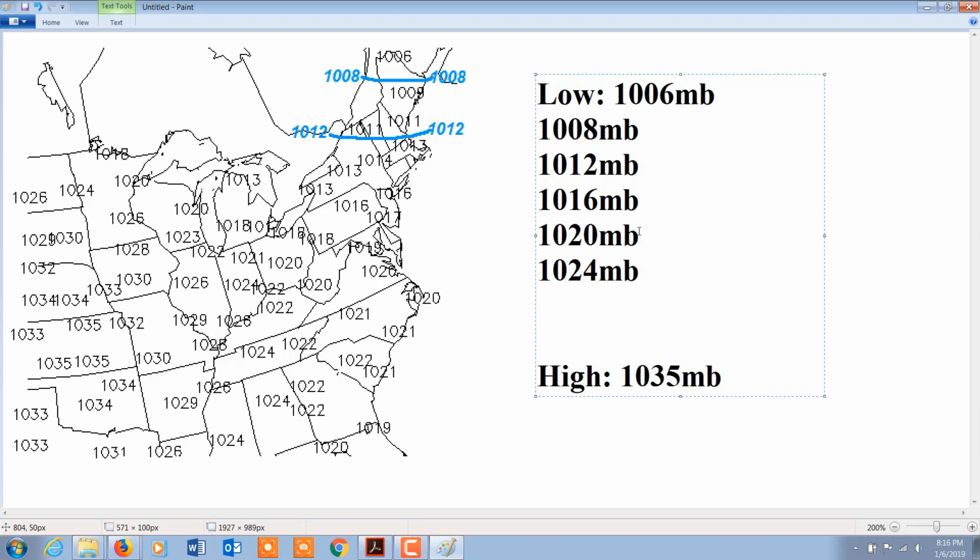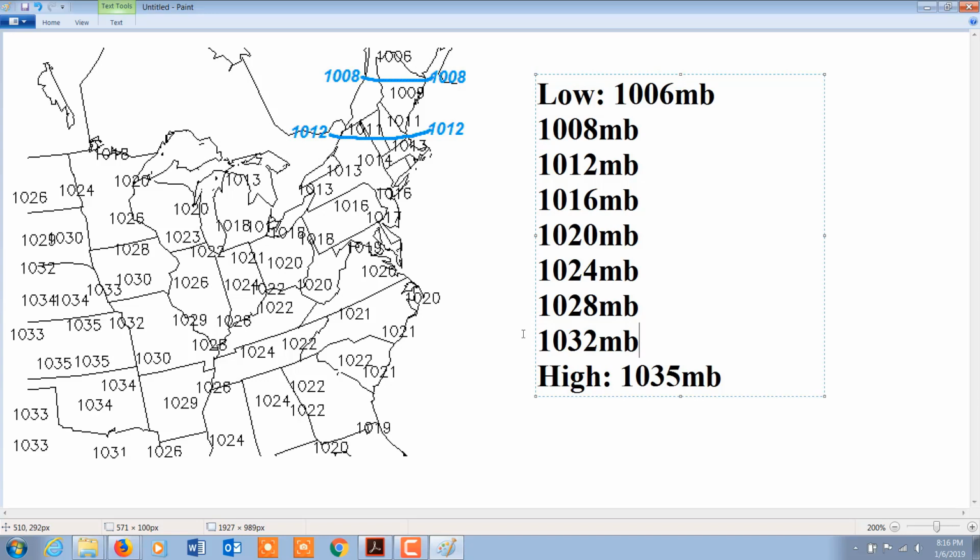1024 millibars, 1028 millibars, 1032 millibars. And then once you get to where the next isobar is greater than your high, there you can stop. Okay, so we're going to plot isobars for 1008, 1012, 1016, 1020, 1024, 1028, and 1032.